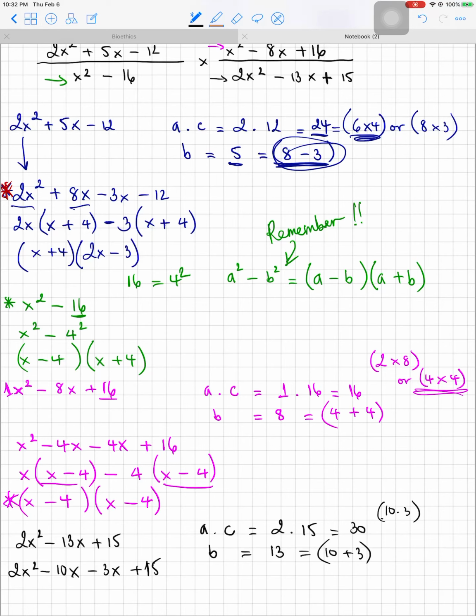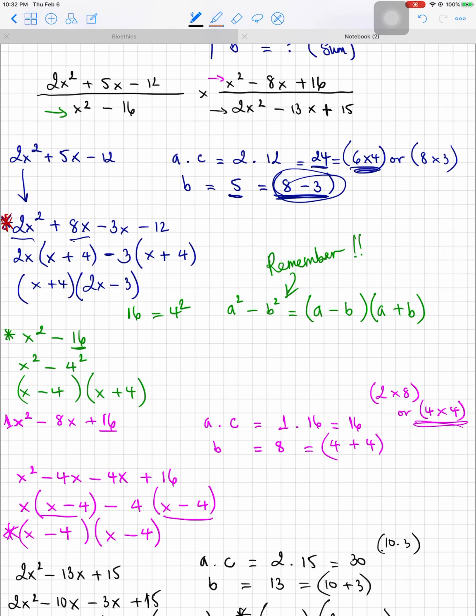And we're going to factor it out right here: 2x times x minus 5. We're going to factor out the 3: minus 3 times x minus 5. And right here we can factor out the x minus 5, and what we have left in here is 2x minus 3.